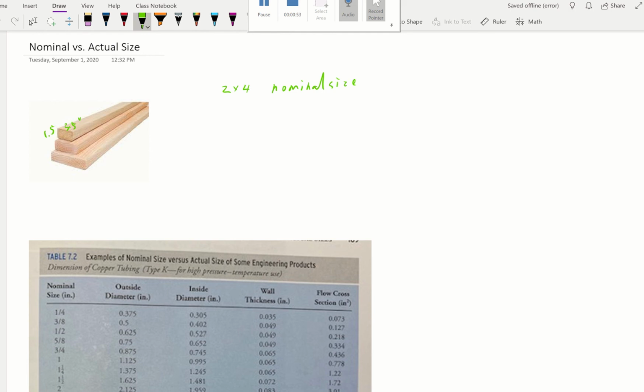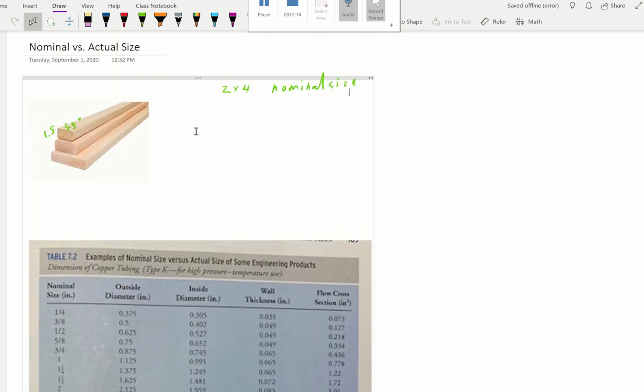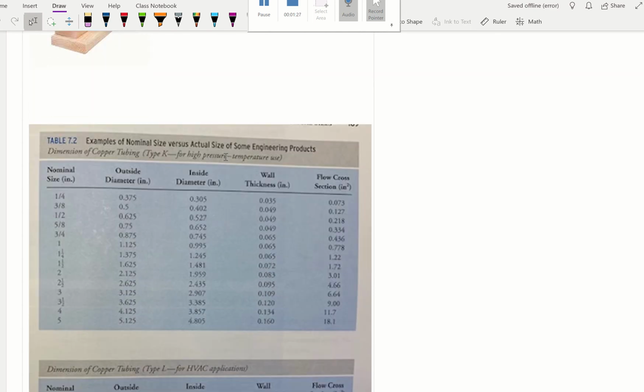But why do they refer to it as 2x4? Because the manufacturers of those engineered parts round up the numbers, so that it's easier for people to remember. Okay, so that's our nominal versus actual size. But when you solve problems in the future for engineering classes, you really need to know the actual size of those different engineering parts instead of using the nominal size.